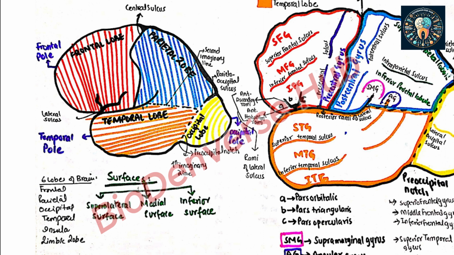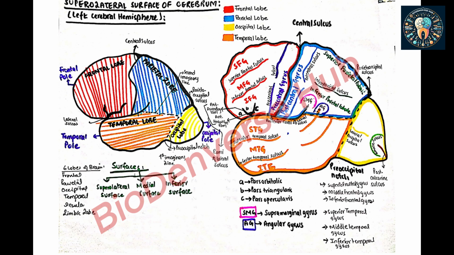Now in the second diagram, we will be discussing the sulci and gyri of the superior lateral surface of the brain. So let us first discuss the frontal lobe that is outlined in the red color. We have our superior frontal gyrus, and the superior frontal gyrus is separated from the middle frontal gyrus by the superior frontal sulcus. The middle frontal gyrus is separated from the inferior frontal gyrus by the inferior frontal sulcus. After that, we have a precentral sulcus, and with the precentral sulcus, we have the precentral gyrus as well.